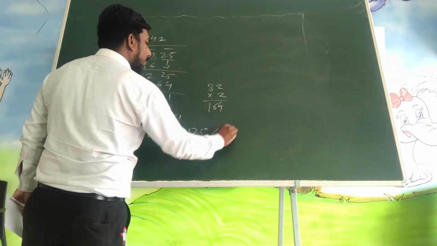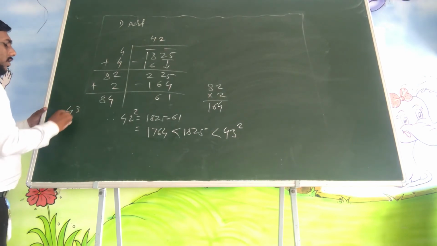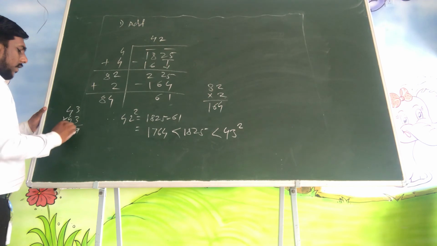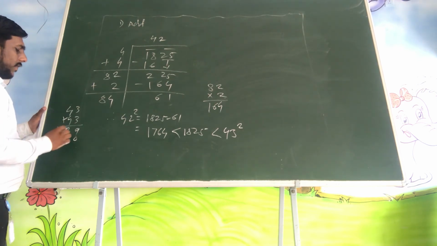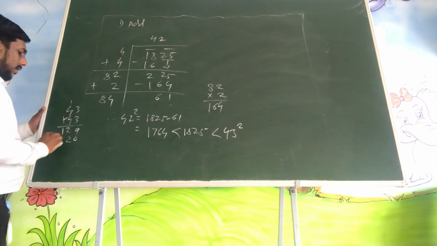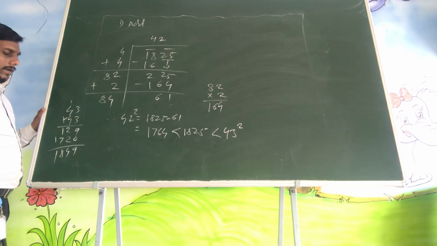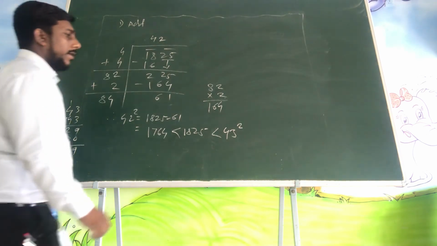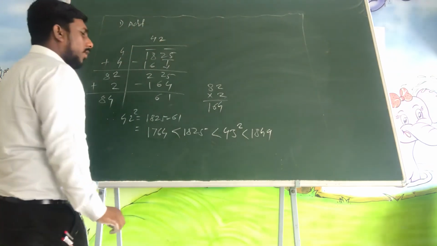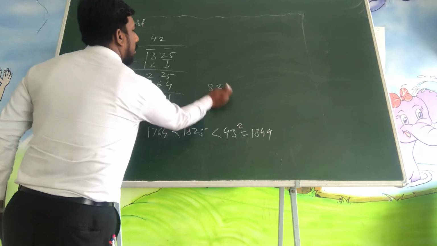43. So 43 square we can find out. 43 into 43. 3 3s are 9. 3 4s are 12, 0. 4 3s are 12, carry 1, 16, 17. So here we got 1849. The square of 43 is 1849.